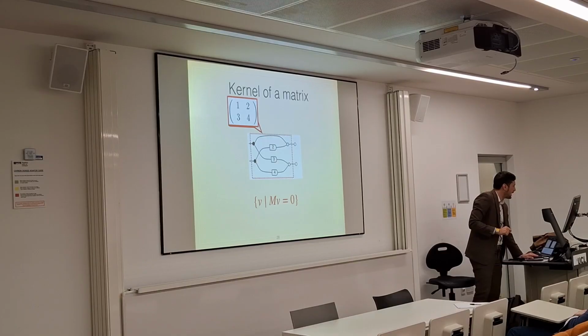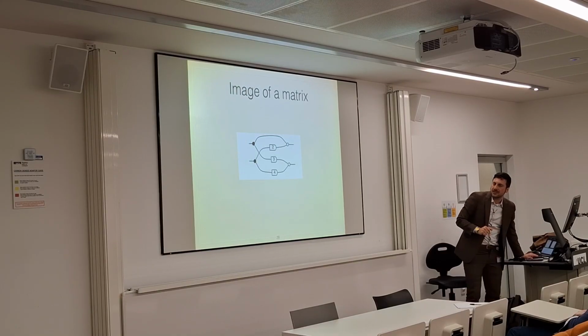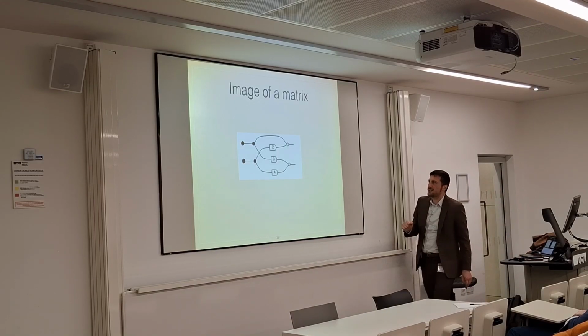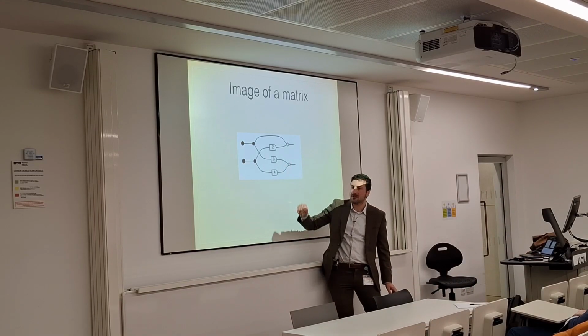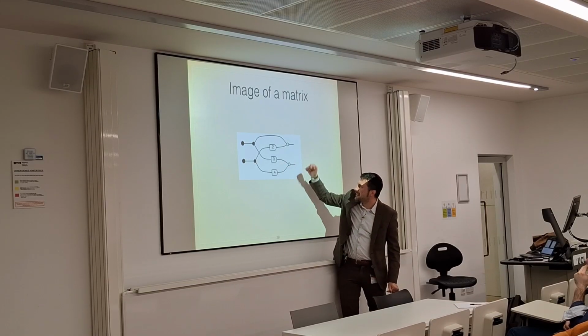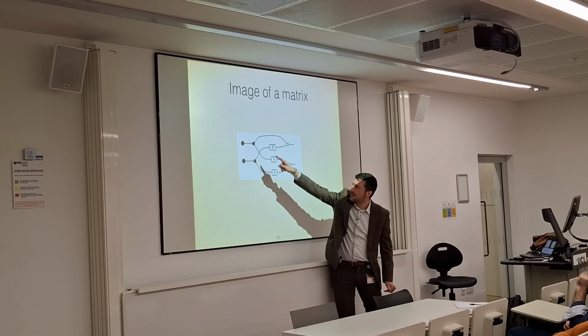Let's see another example, the image of a matrix. Once again, we have the same matrix. The image is just obtained by tapping out, but in a dual manner. So instead of tapping out with white here, we tap out on the left with black.